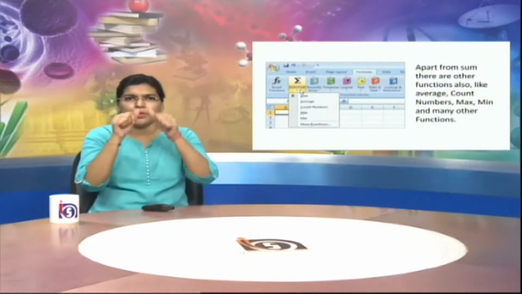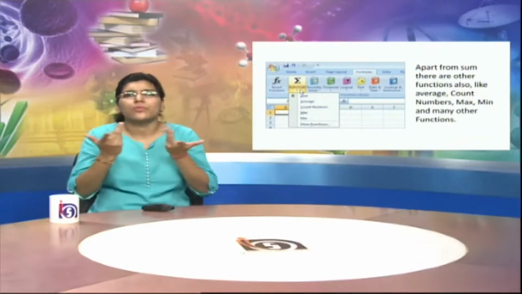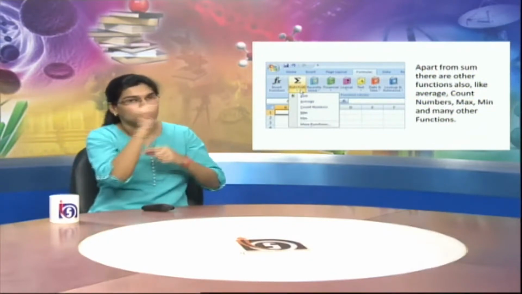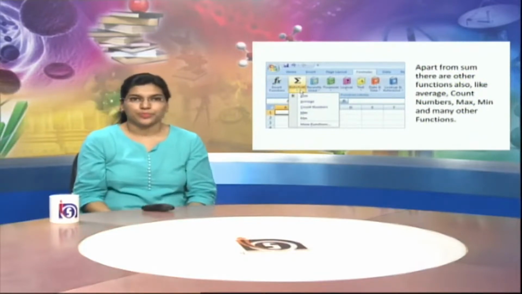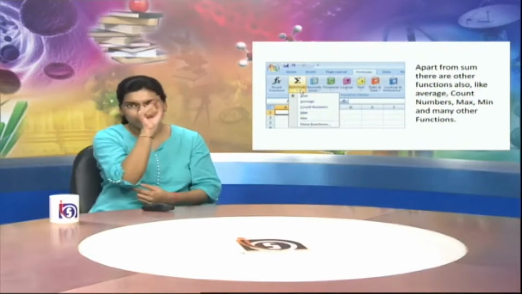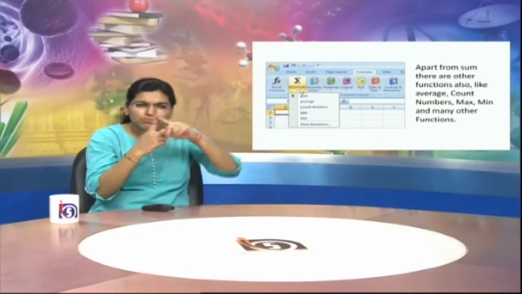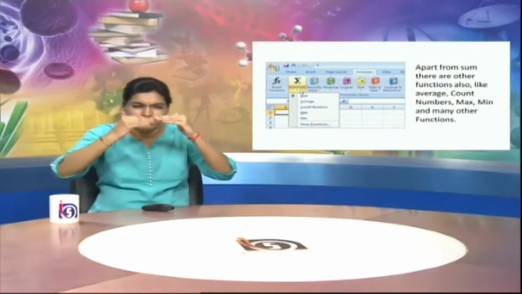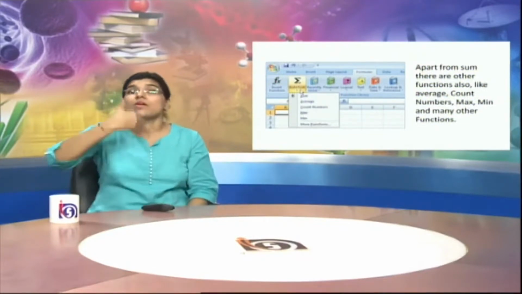So apart from this sum total, there are other functions also, like average, count numbers, maximum, minimum, and many other functions that you can see under that on the screen. There is a pop-up. When you click on that, you can see sum, average, count number, maximum, minimum, more function.